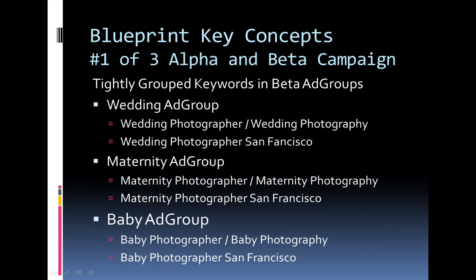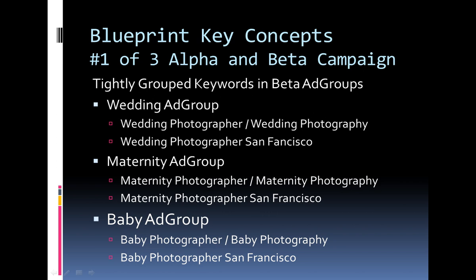Here's an example of how to tightly group your keywords in your beta campaign. Say you provide all these services: wedding photography, maternity, and baby photography. So this is how you would group them together. You group all wedding related keywords into one particular wedding ad group, with keywords like wedding photographer, wedding photography, wedding photography plus the location, and the rest. Similarly for maternity, you group all of them together, and then baby or newborn photography, you group all those together.